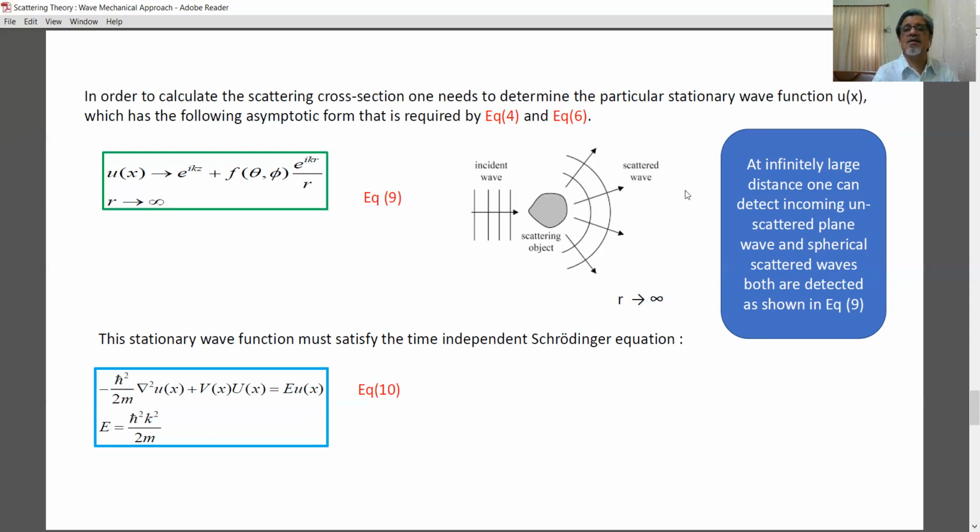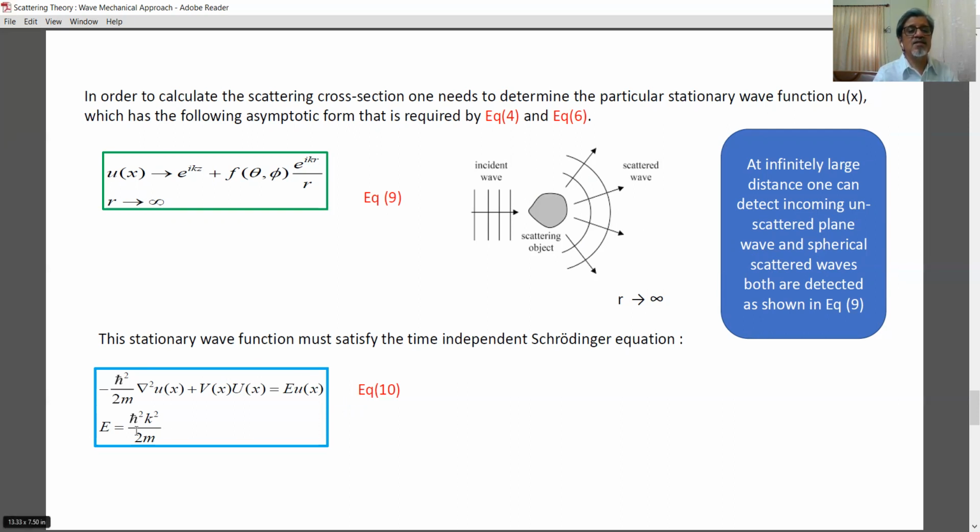So if somebody is standing at a far away place, one can observe two things together. One is the direct incident beam, that is the plane wave. The second one is the spherical wave, and that is produced by the scattering target. So two waves are observed at a far away place. At infinitely large distance, one detects the incoming unscattered plane wave and the spherical scattered wave. Both are detected as shown in equation number 9. So that is shown in the blue box. The stationary wave function must satisfy the time-independent Schrodinger equation. So the stationary wave function depicted by u x must satisfy the time-independent Schrodinger equation. So the time-independent Schrodinger equation is given over here. It is named as equation number 10.